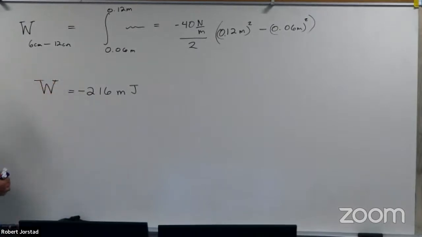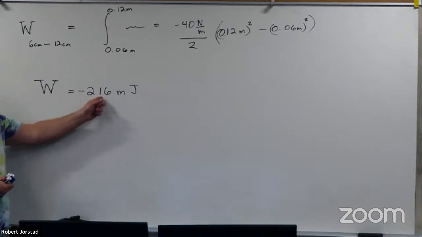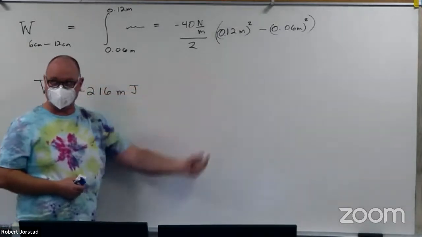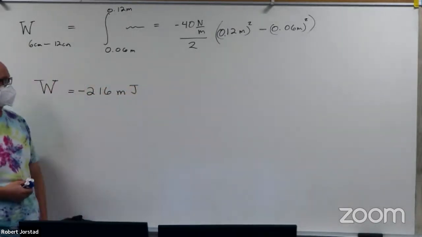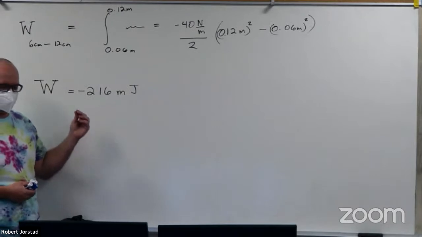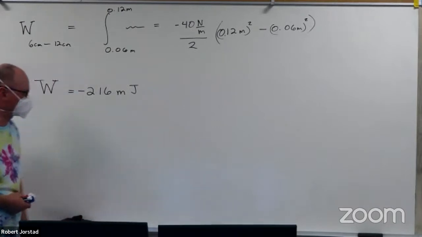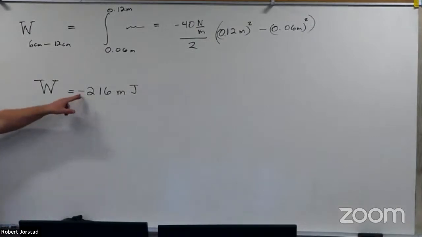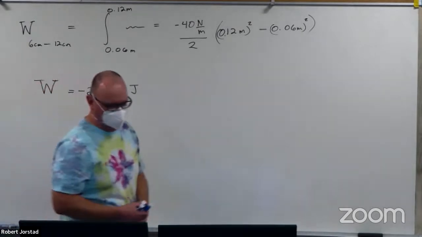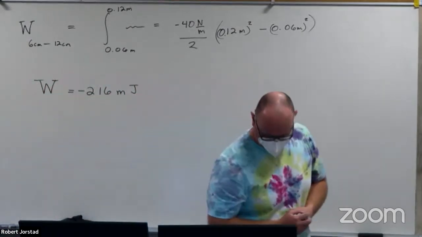Point being, 3/4 of the energy occurs in the last 6 centimeters, 1/4 in the first 6 centimeters. Very unusual. So it's a lot easier to start stretching the spring than it is to finish out the last little bit. All right. Does the minus sign make sense? Yeah, we're opposing the motion. Okay. You feel like you're starting to get springs?